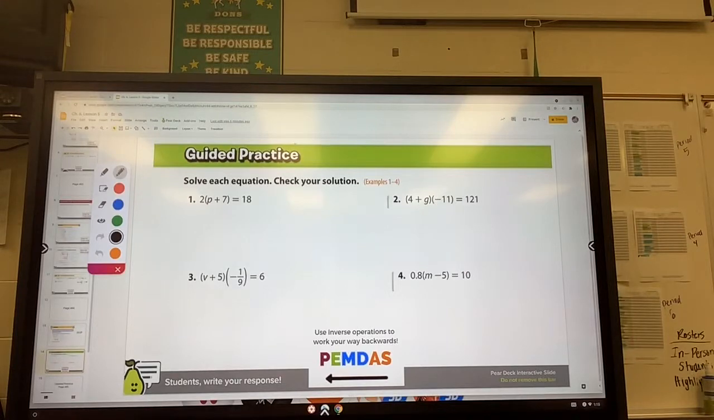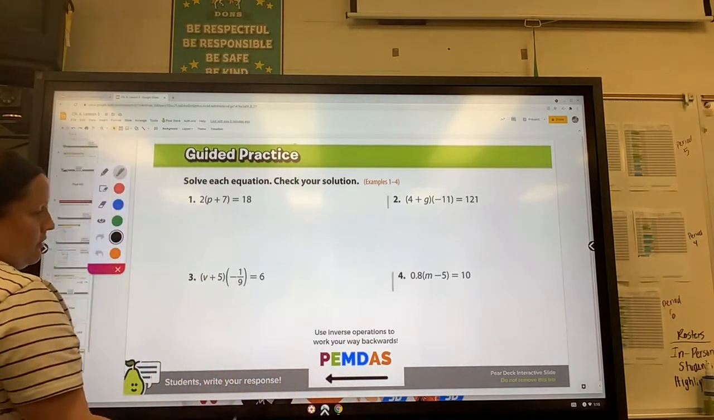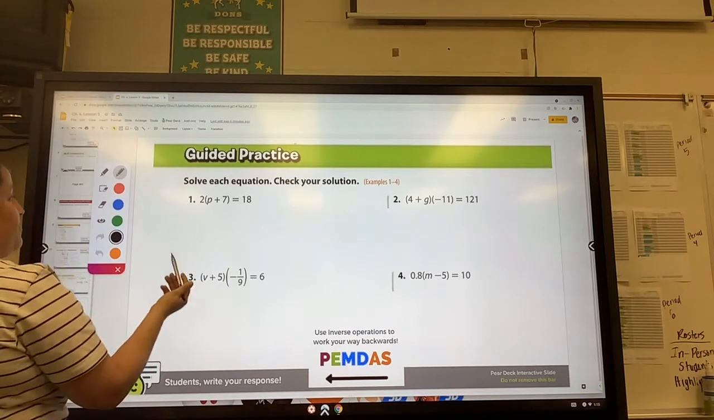Okay, we're gonna solve these guided practice problems. Remember, we're using the reverse of PEMDAS to solve. Anytime we have parentheses, that has to be last. So we have to do whatever's outside the parentheses first.